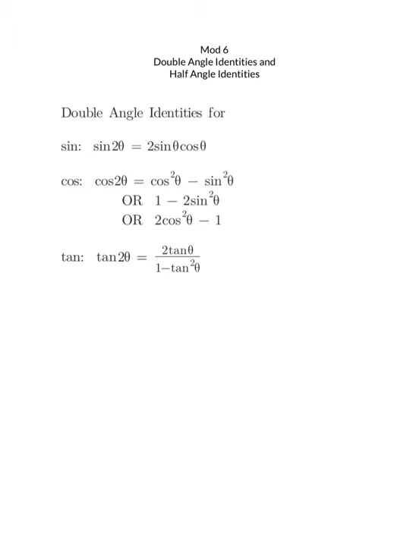For cosine of 2 theta, you could use cosine squared of theta minus sine squared of theta, or by rewriting using Pythagorean identities, you could get the two alternate versions of 1 minus 2 sine squared of theta, or 2 cosine squared theta minus 1. The tangent of 2 theta equals 2 times the tangent of theta over 1 minus tangent squared of theta.